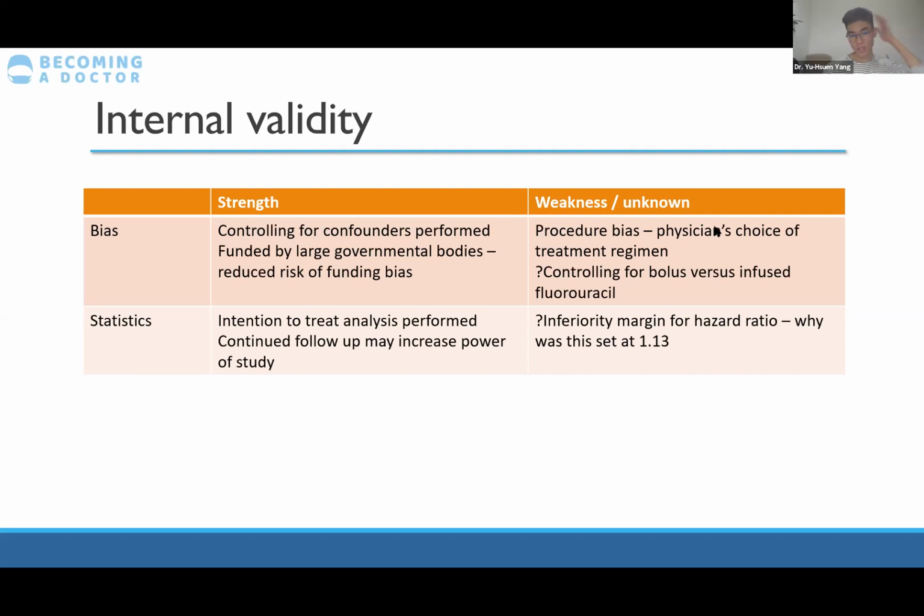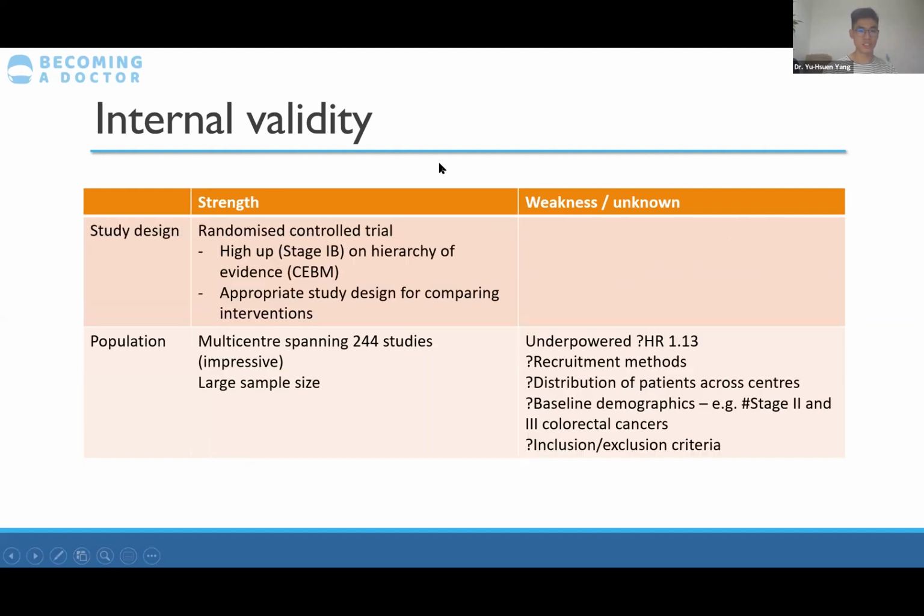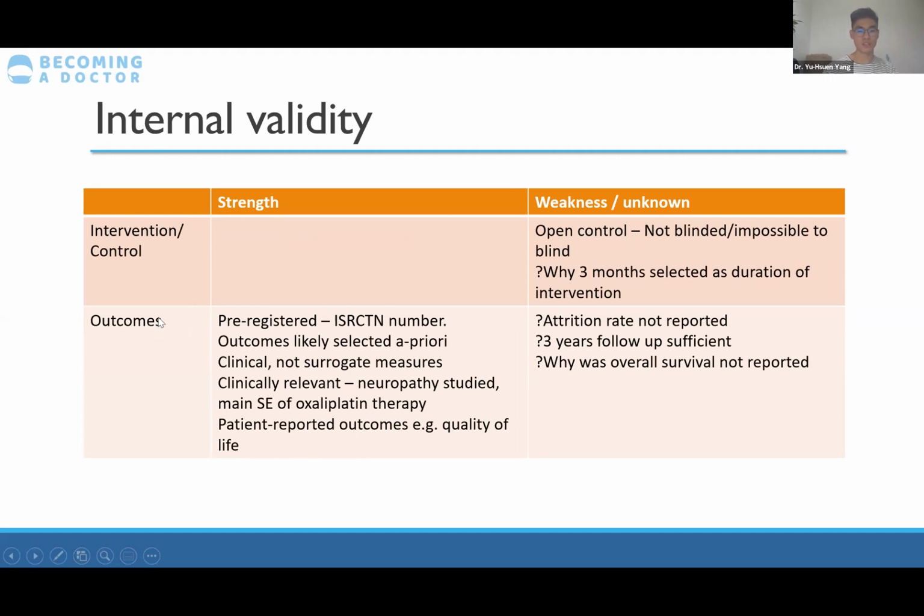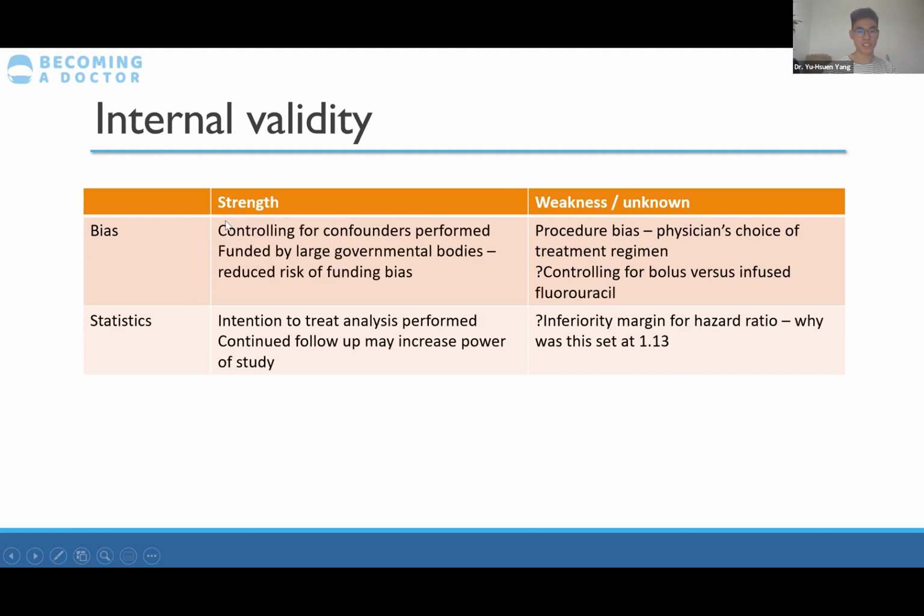Okay, so anyway, I would say that when you're commenting on the internal validity of the study, just to summarize, have these 6 rows: study design, population, intervention / control, outcomes, bias and statistics, and then have a column for each of them in terms of strengths and weaknesses / unknown. And this is especially the case in the 20 minutes when you're reading through the article. Start having this table to hand and jot down points as you go along.